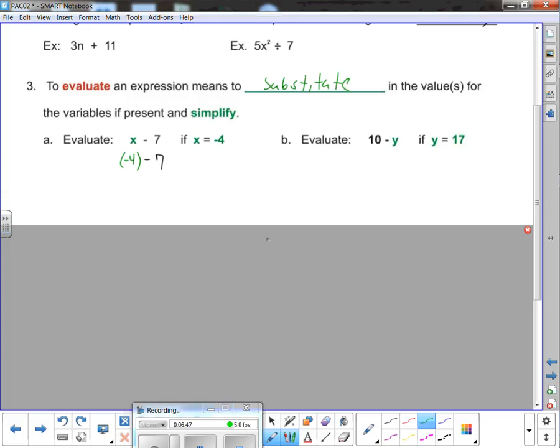Now the trick is this. It's a very good habit to put those parentheses where the variable is located. And they will save you many a wrong answer. Because without that parentheses, you're going to get confused as to whether you're multiplying, whether you're subtracting, whether you're adding. You're going to get goofed up.